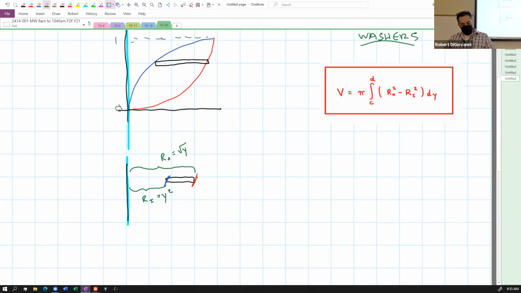And so now we have everything we need. The volume will be not 2 pi, that's shells. Pi, integral 0 to 1, outer function squared, square root of y squared, minus inner function squared, y squared squared, all of that dy. And of course, when you square it, that'll be easy to do. But that's all we need for this.